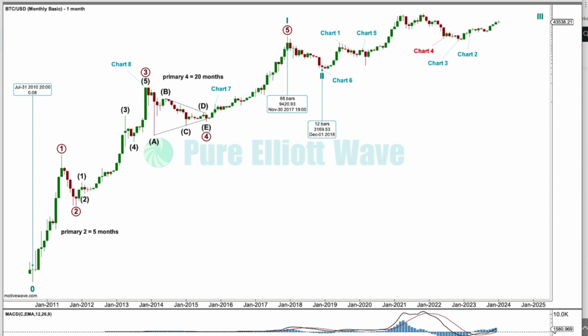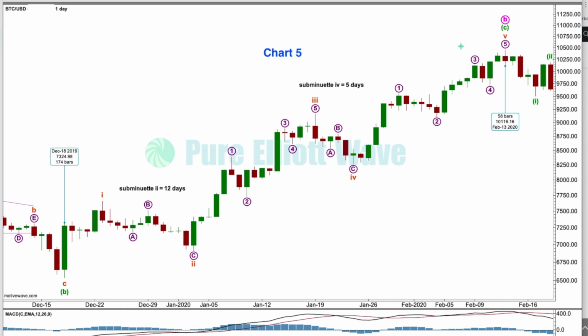Let's look at the next example, chart 5. An impulse, which I've labelled a C wave within a B wave zigzag, beginning here, ending here. I've got the date and price stamps here so you can look at this movement yourself and see if you can see it a different way. The second wave lasted 12 days, the fourth wave lasted 5 days.